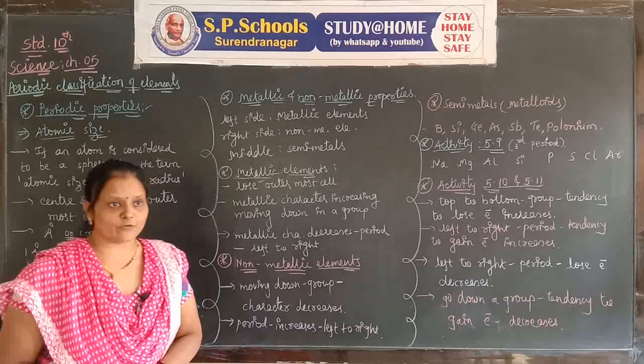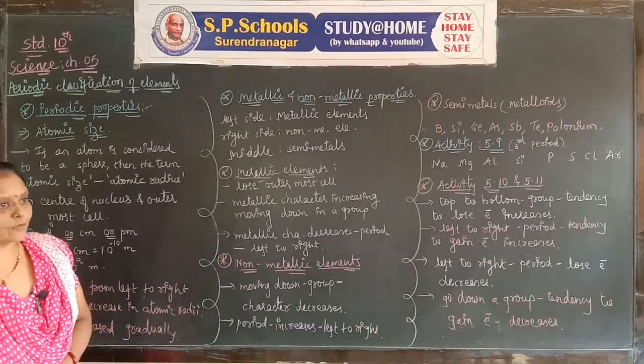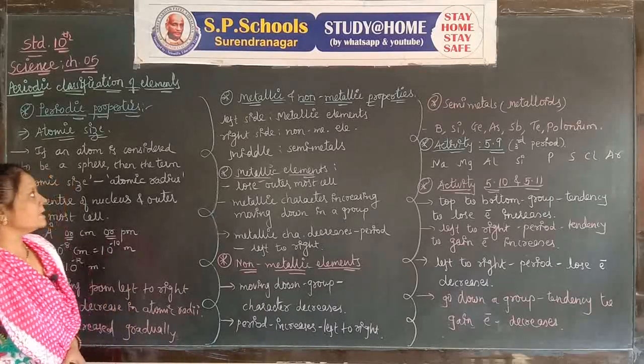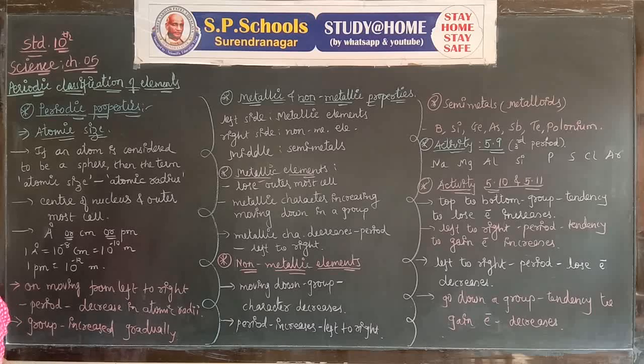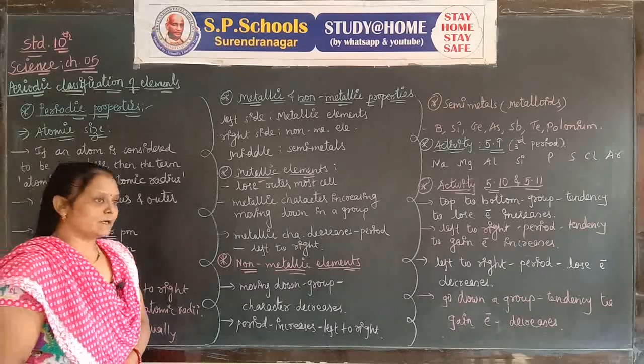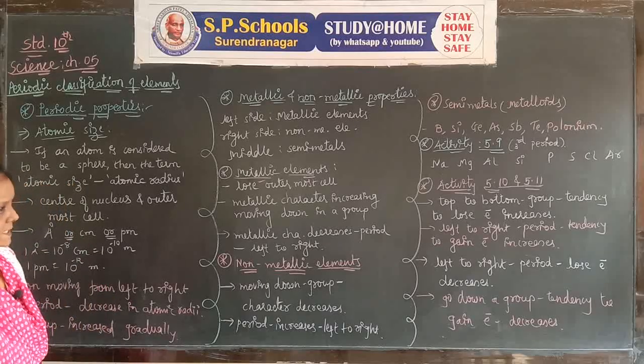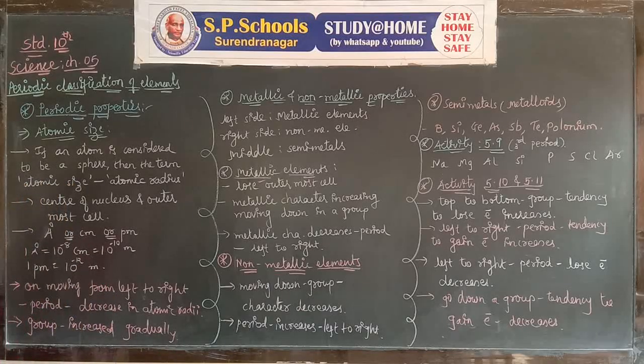Friends, in chapter number 5, periodic classification of elements, let's continue with the periodic properties. In the last session we studied valency. Let's continue with periodic properties and see the second periodic property. It is called atomic size.